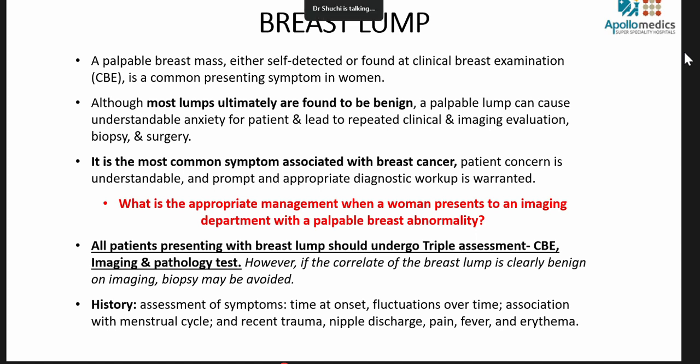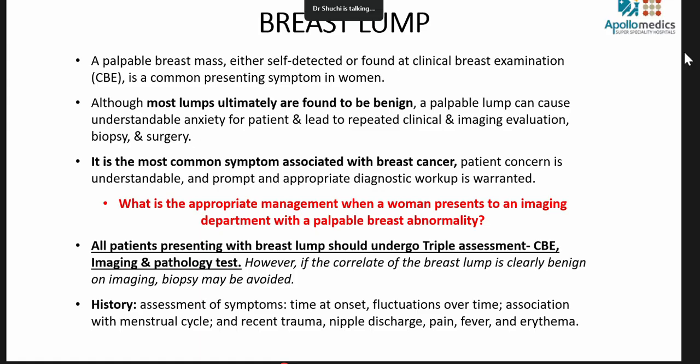So that is why screening should be done at all the centers, and if you can just promote it in your vicinity, in your surroundings, to ask females to go for a screening. It is the most common symptom associated with breast cancer, even though most of the causes of breast lumps are benign, but it is the most common symptom associated with breast cancer.